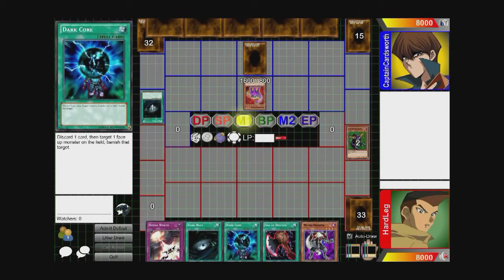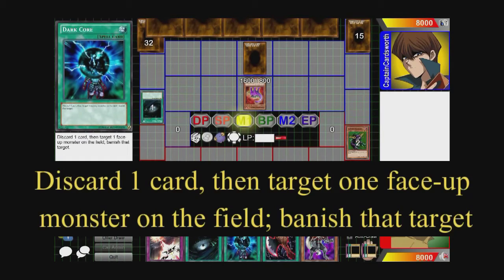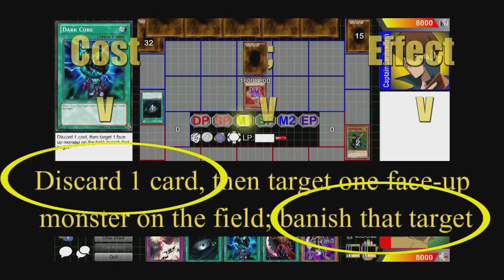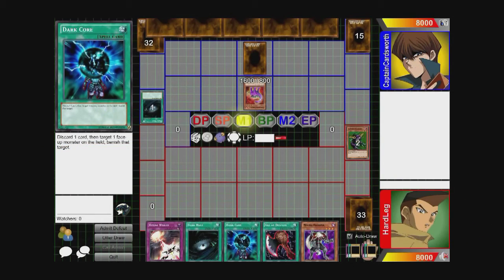For instance, the spell Dark Core says, discard one card, then target one face-up monster on the field. Banish that target. In this case, discarding a card is the cost you pay in order to gain the effect of banishing one monster. What makes this concept confusing with chains is that you pay the cost of your cards when you activate them, but you only apply the effects when they resolve.